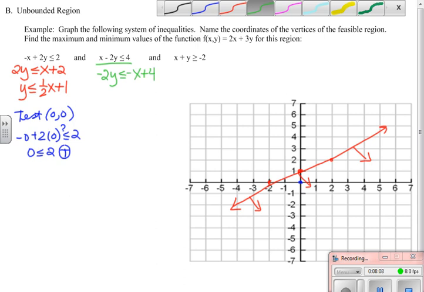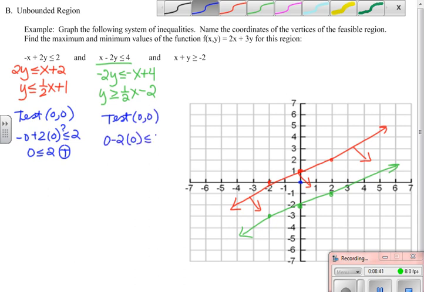Subtract x from both sides, divide by negative 2. Don't forget to flip your sign. And so I have negative 2. I have a slope of positive 1/2. And so I have a line greater than or equal to, that is solid. If I go ahead and check my test point, is 0 minus 2 times 0 less than or equal to 4? 0 is less than or equal to 4. That's true. So that means I'm shading everything up.